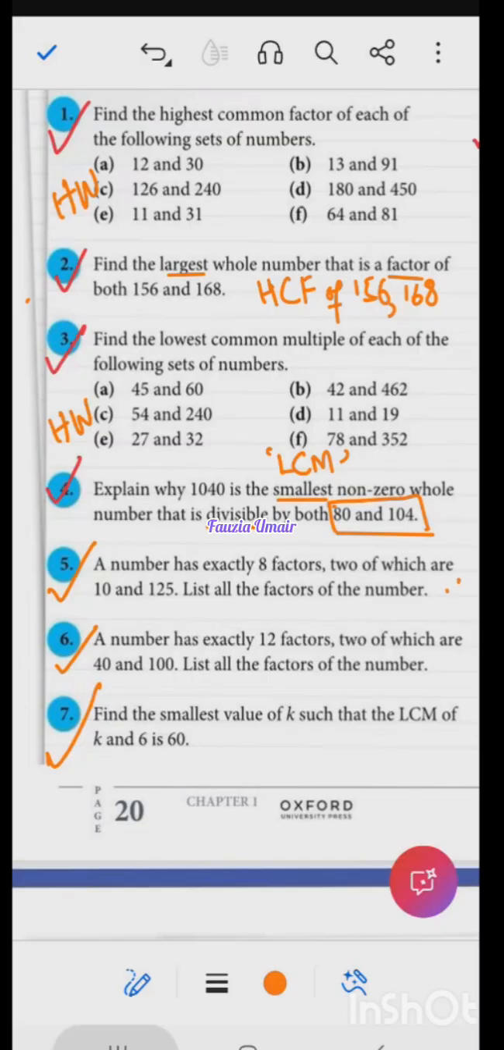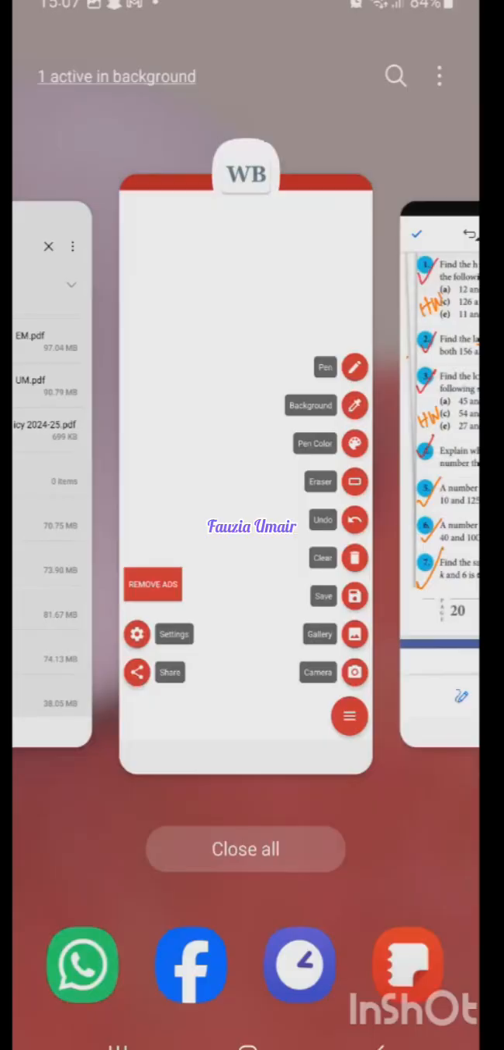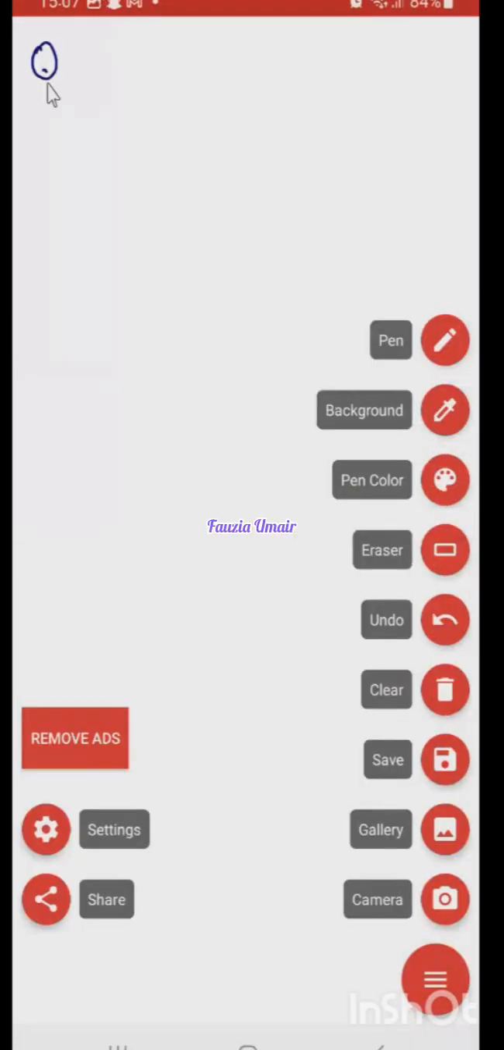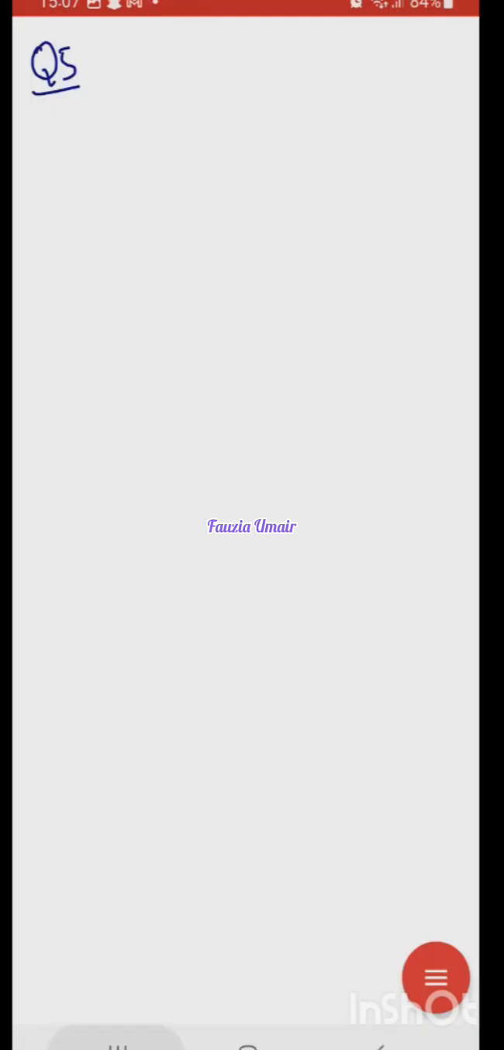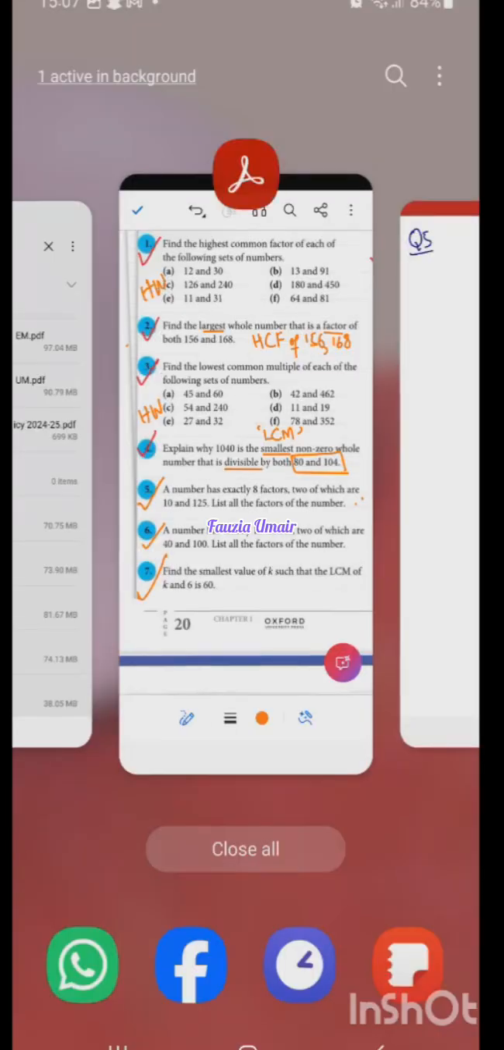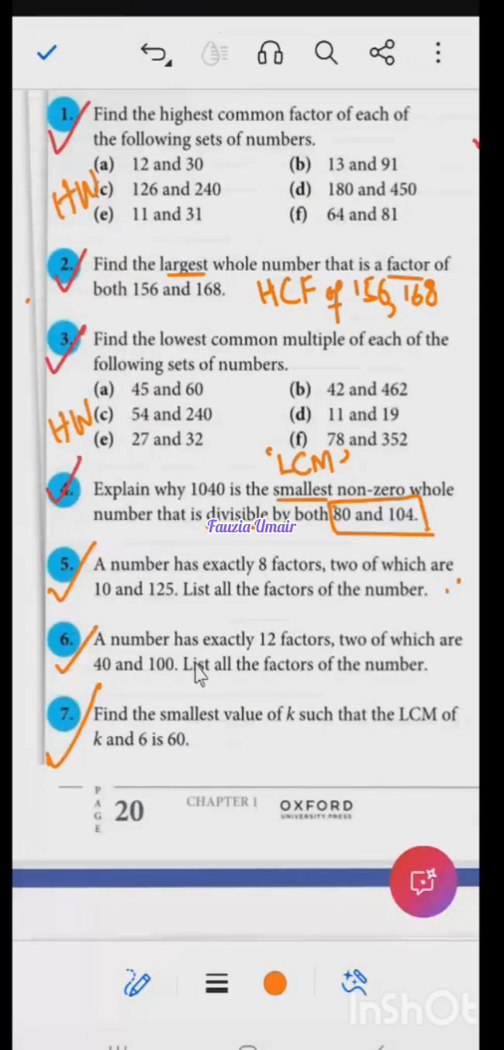अच्छा, इस क्वेश्चन को कैसे सॉल्व करते हैं? इसको सॉल्व ऐसे करते हैं. Let's say question number 5 we are going to do. So we know that 2 factors are. Acha, because this exercise is related to HCF and LCM. So can you tell me कि I have these two numbers 10 and 125.